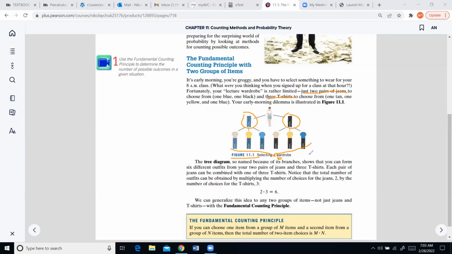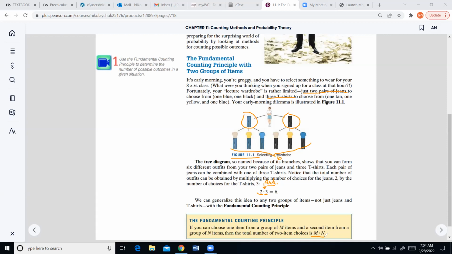And how do we get 6? Well, we have 2 choices for jeans and 3 for t-shirts. And whenever they say and, it means we need to multiply. I guess that's the key idea of this particular section: the counting principle or multiplication rule says you multiply the number of choices for one by the number of choices for the other if they're totally independent.